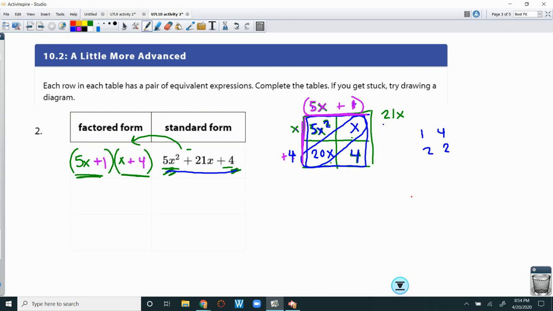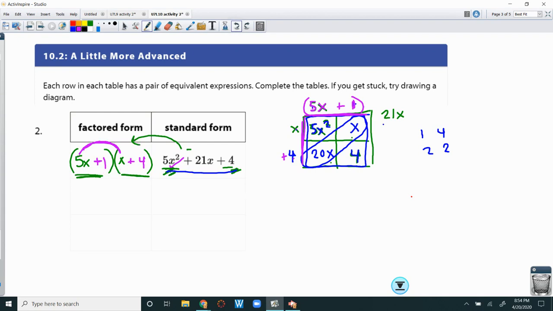All right, so we could just double check real quick. 5x squared, good. 5 times 4, 20, plus 1, 21x, and 1 times 4 is 4. So we are good. All right, it's always a good idea to double check.